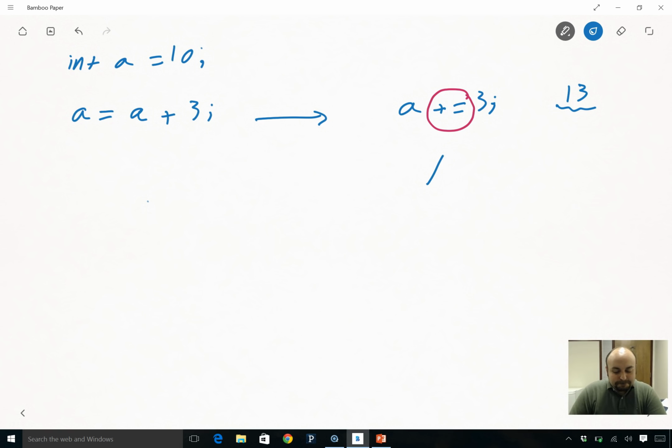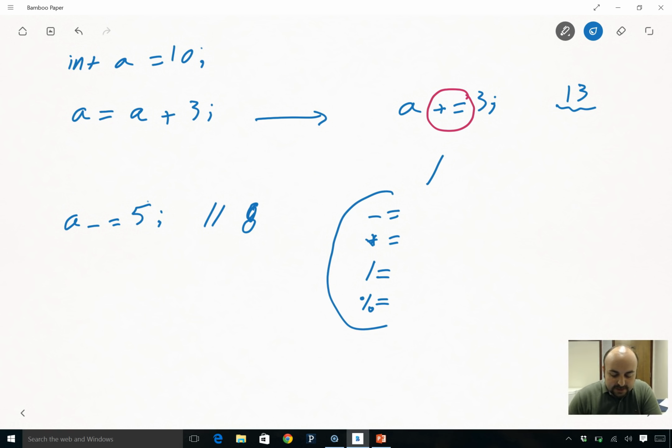So you have plus equal. We also have minus equal, multiplication equal, division equal, and modulus equal. And they all work the same way. So for example, let's say a is 13 at this point. If I said a minus equal 5, then a would become 8. So this would save you a little bit of writing.